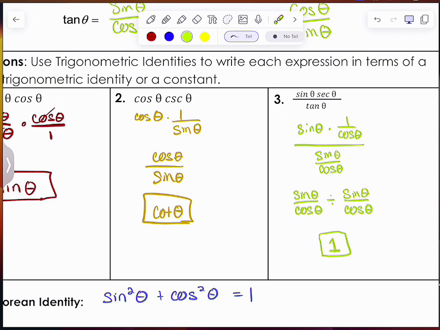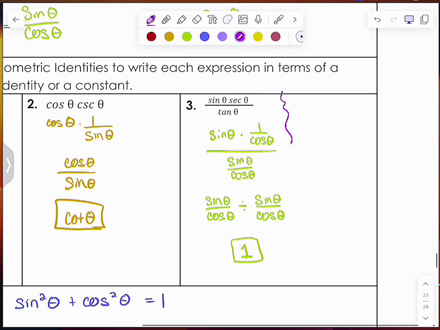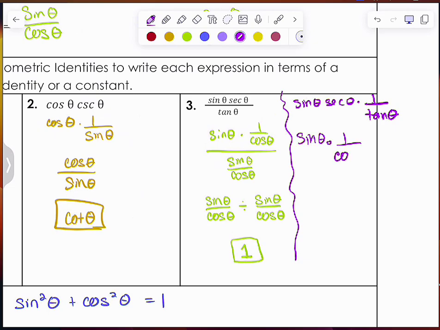Did anybody rewrite 1 over tangent as cotangent? You could have thought about it this way. I'm going to use a different color. So you could have left sine secant times 1 over tangent and rewritten tangent. So sine of theta, 1 over cosine of theta, and tangent is cotangent of theta. And then you have sine over cosine, tangent times cotangent equals 1.